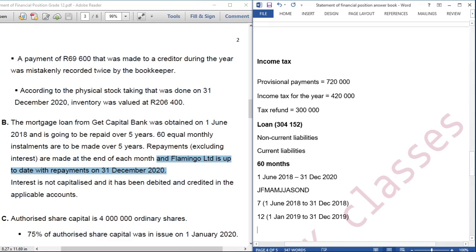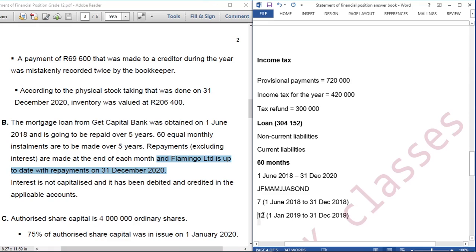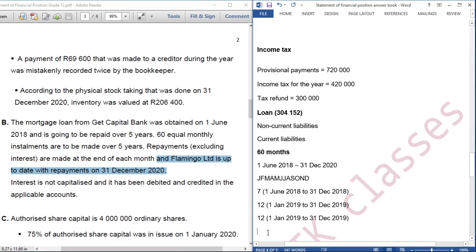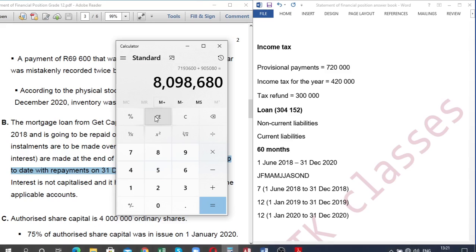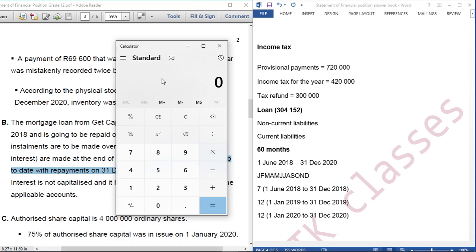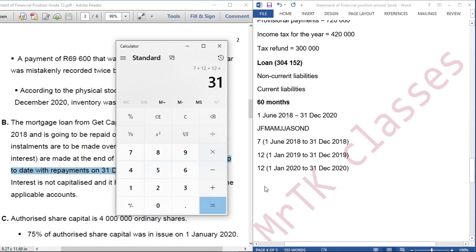Then we should add 12 again, right? This is now 2020. So what do we get there? 7 plus 12 plus 12. Get that one, right?